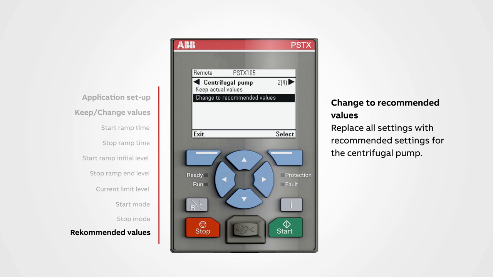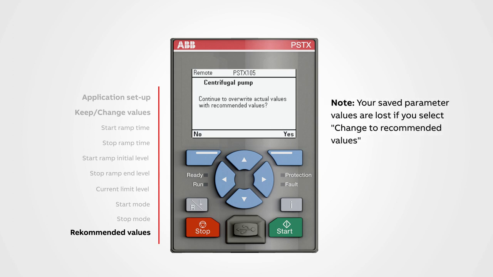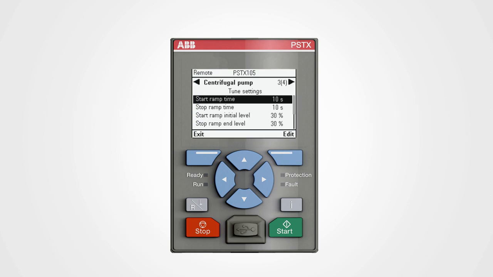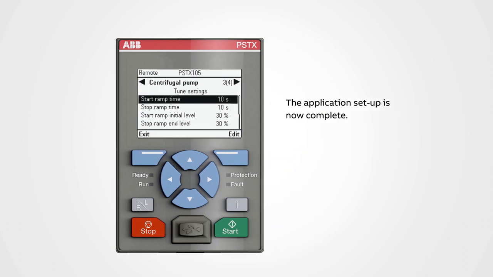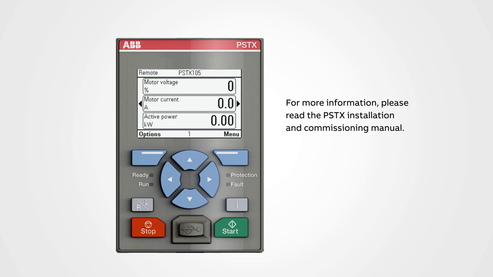Change to recommended values. Replace all settings with recommended settings for the centrifugal pump. Push Yes to save the recommended settings. Note that your saved parameter values are lost if you select Change to Recommended Values. The application setup is now complete. Return to home screen with the top left button. For more information, please read the PSTX installation and commissioning manual.